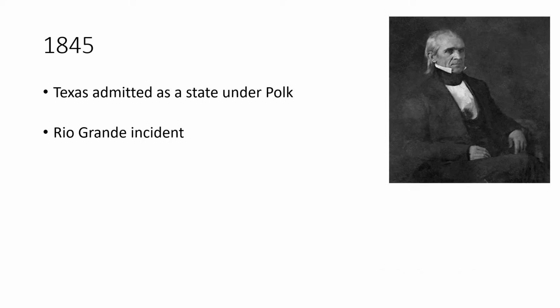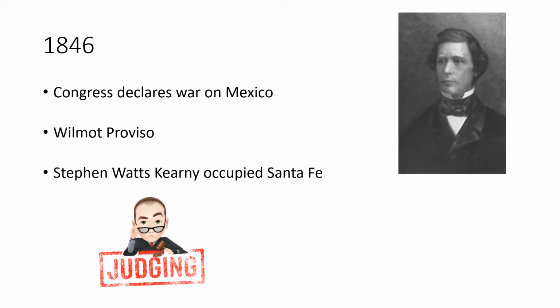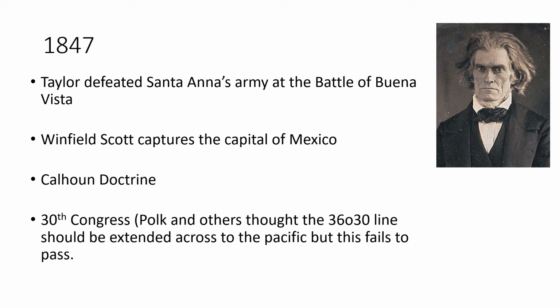Starting with 1845, Texas is admitted as a state under Polk, and we've got the Rio Grande Incident that will trigger off the Mexican War. It is important to remember that war with Mexico is not formally declared by Congress until 1846, even though the Rio Grande Incident is in 1845. Inside of the Mexican War, it's important to know we've got the Wilmot Proviso, and then in 1846, we've got some of the key events in the Mexican War, namely Kearny occupying Santa Fe.